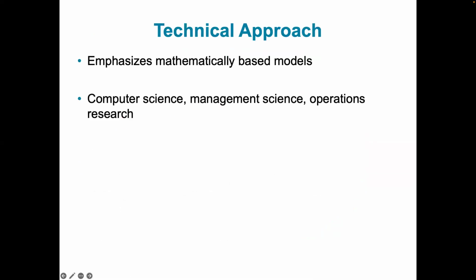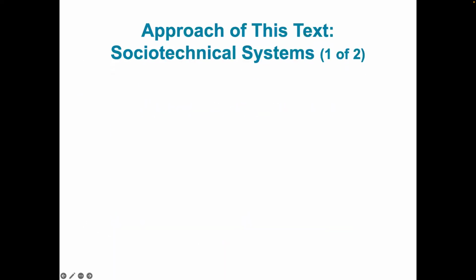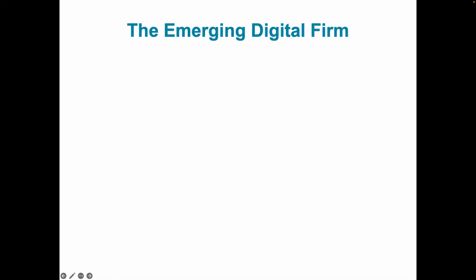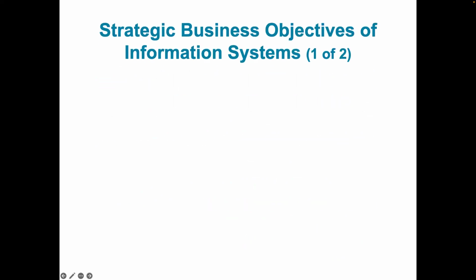We have already looked at the technical and the social or behavioral and the socio-technical systems. Now, I want to ask one last question before we move to today's lecture. Why do you think an organization should invest in technology? Strategic business objectives of information systems. Why do you think businesses should invest in technology?